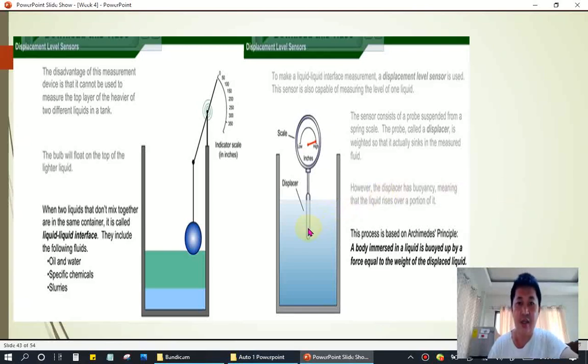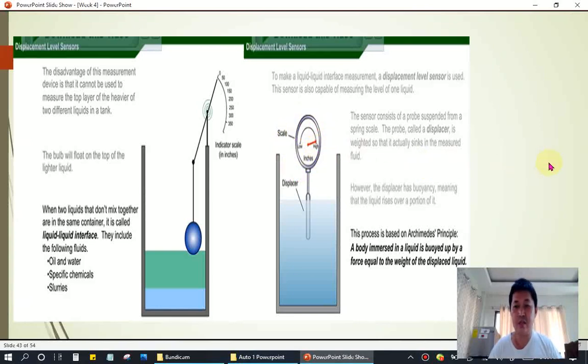So the same here, there is a displacer, which is the float. When this displacer is pushed by the water, the force of the water upward, because this is a mechanical linkage, this will read the level of your tank here, the water level or the fluid level, with your analog scale.